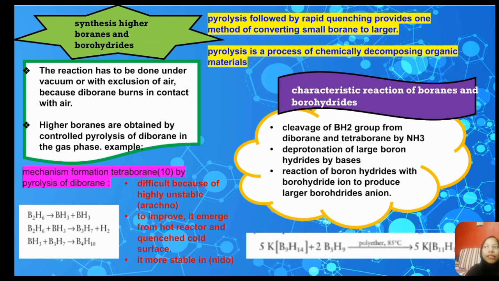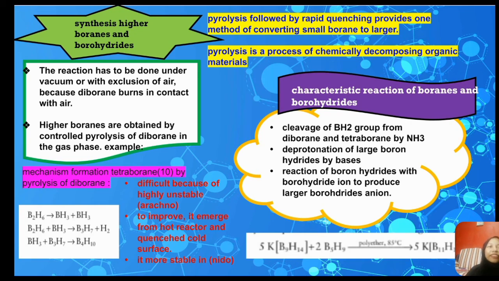So for the mechanism of formation of tetraborane, for example, it's like this: B2H6 to BH3 plus BH3. This synthesis is difficult because arachno compounds are highly unstable. To improve it, we remove it from the hot reactor and quench it on a cold surface. It's more stable in needle form.